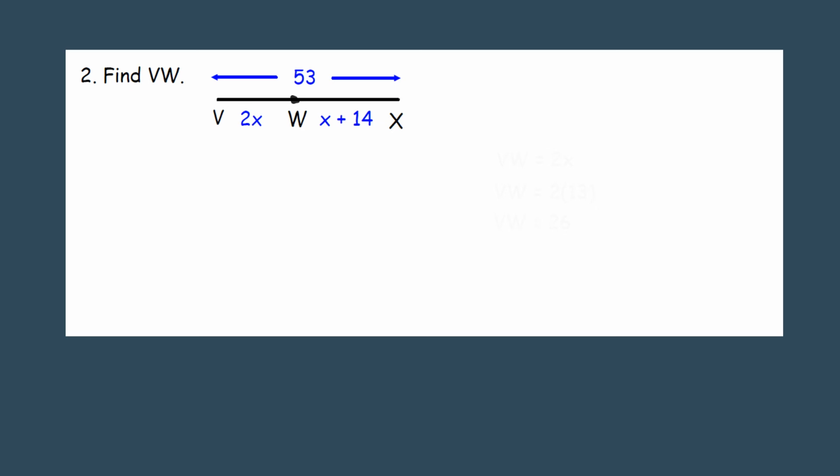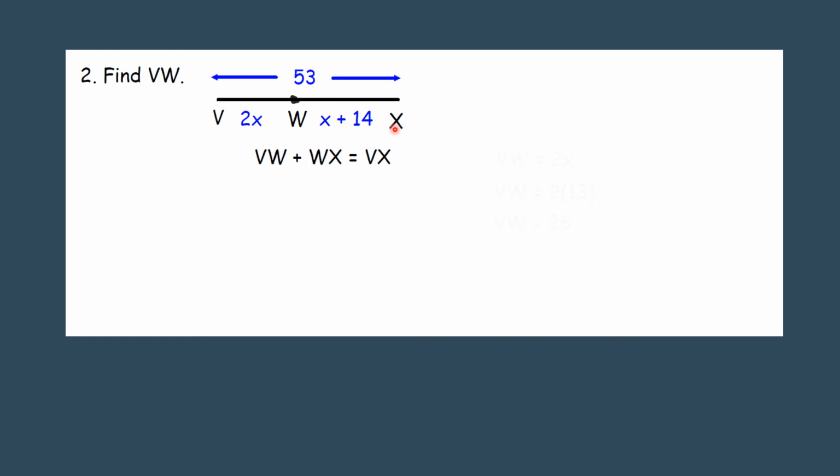Okay, so if you're not ready, go ahead and pause the video. That's fine. So let's look at this. Again, we're ignoring the numbers, we're ignoring the blue, we're just using the V, the W, and the X. So the very first thing we're going to write down is the length of V to W plus the length from W to X equals the entire length of V to X.